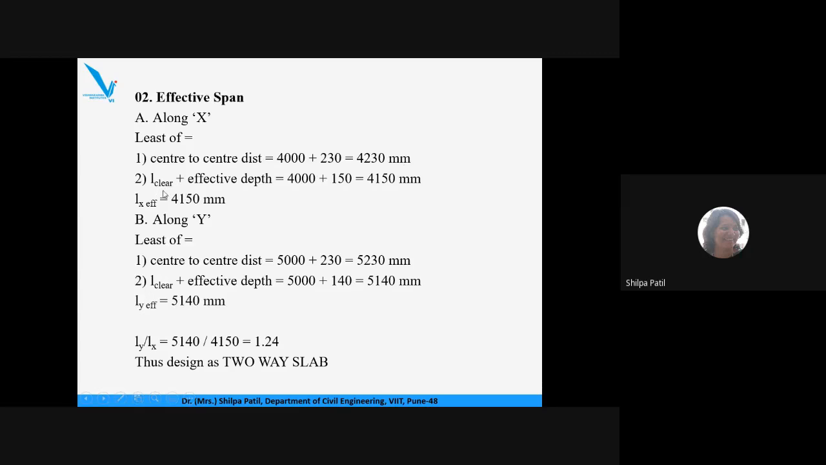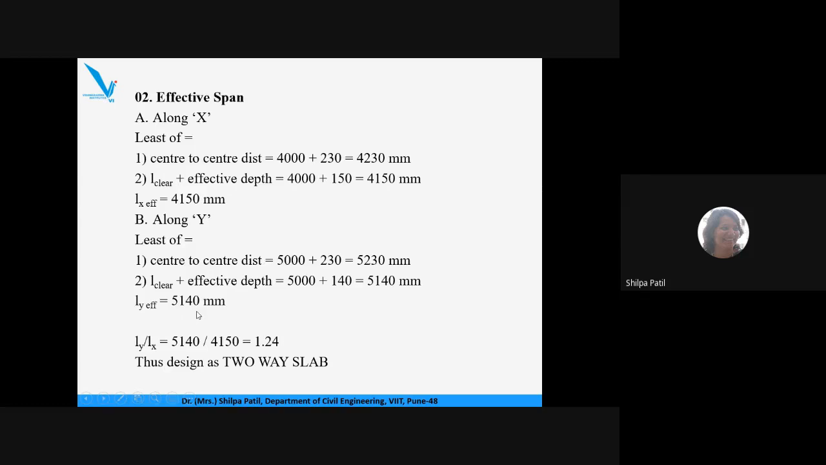And in the next step, clear span plus effective depth is calculated. So clear span is 4000 plus effective depth we have calculated along x as 150, so it is added, and the least of the two is taken as 4150 mm as the effective span along x axis. Similarly, along y-axis, using the same formula, the clear span is different, 5000, and the effective depth is also different, 140 along y-axis. So the values are put in the formulas, and the effective span along y direction is calculated as 5140.